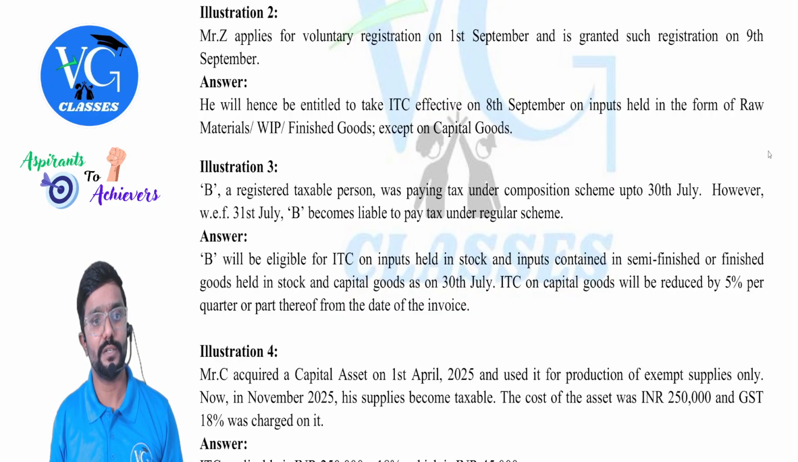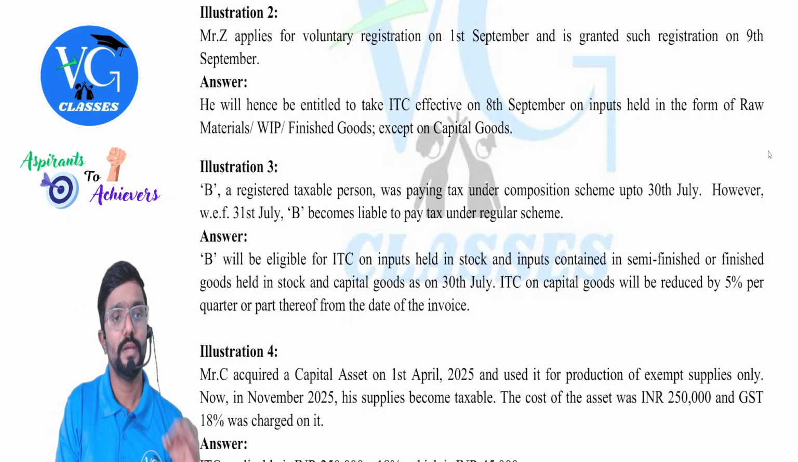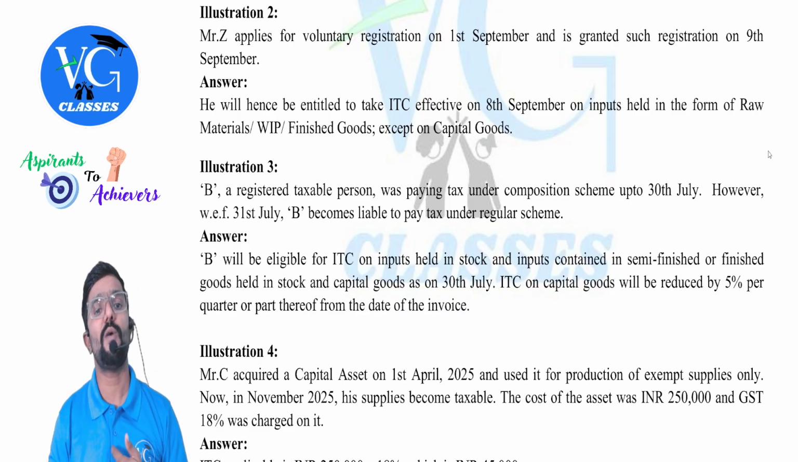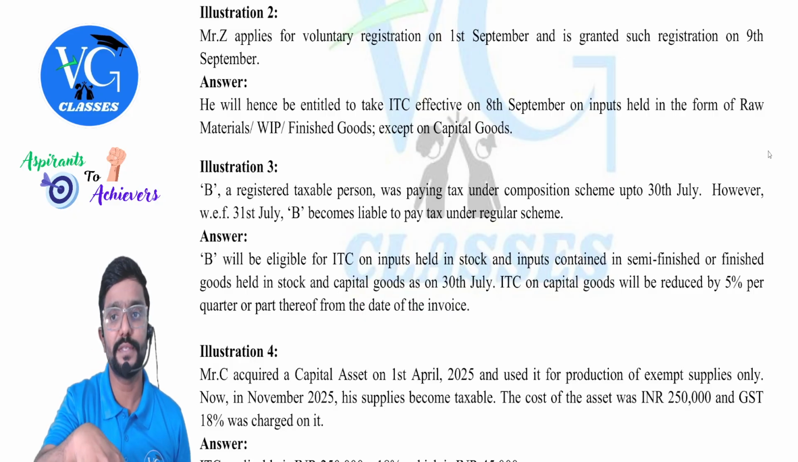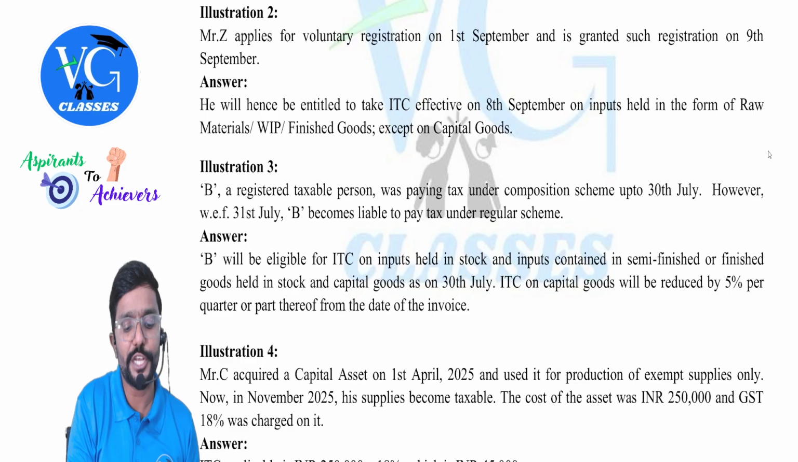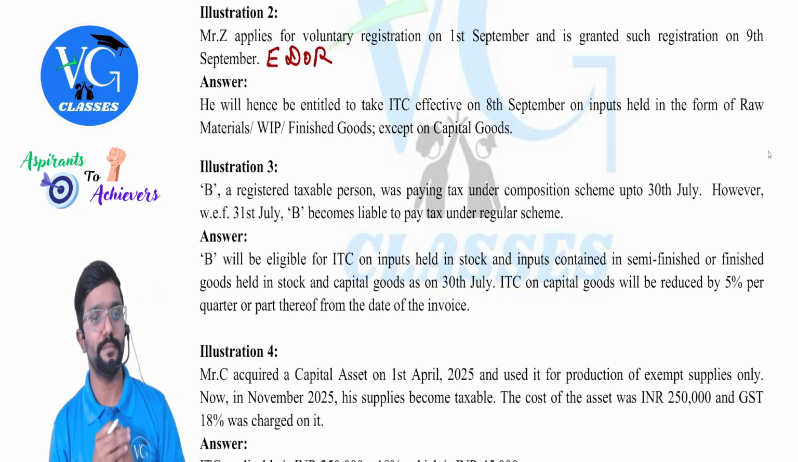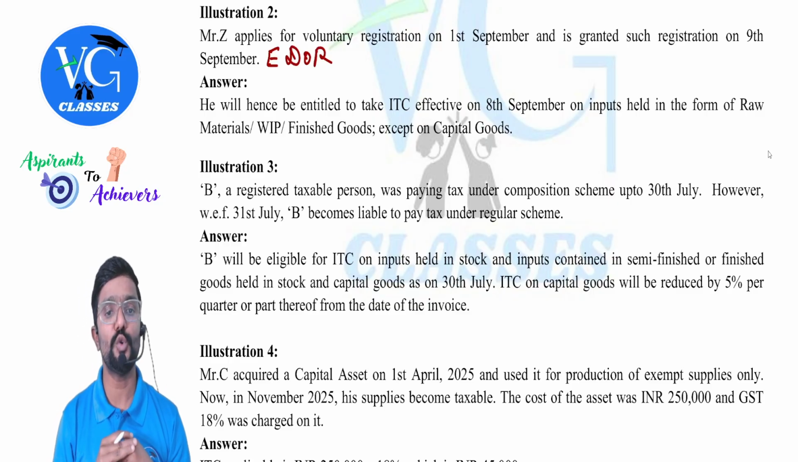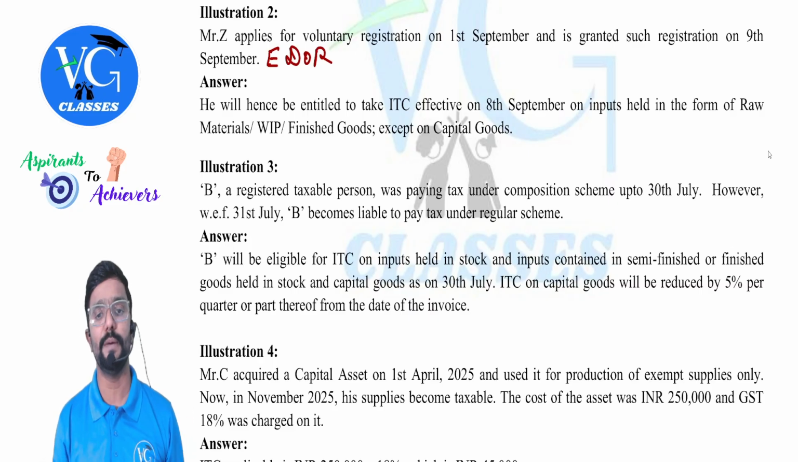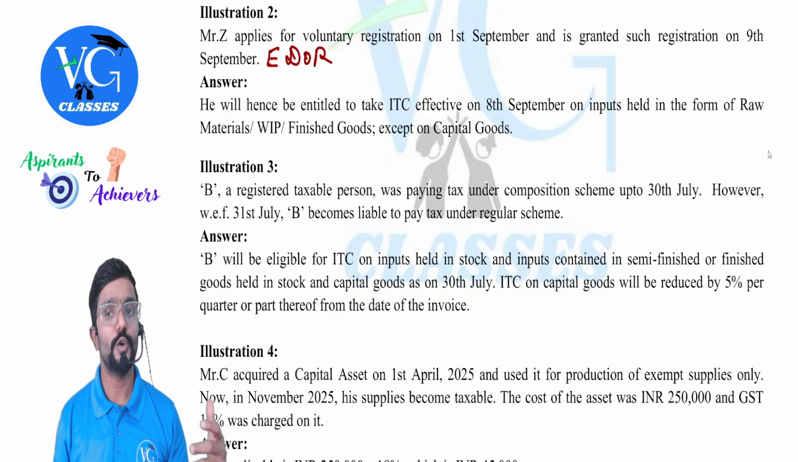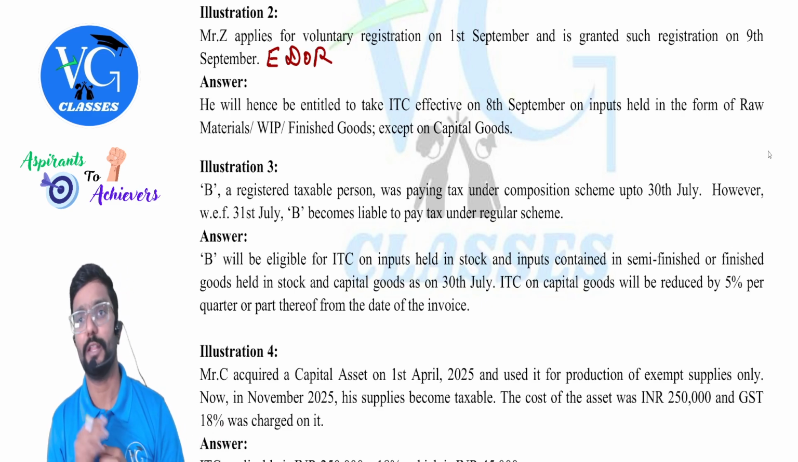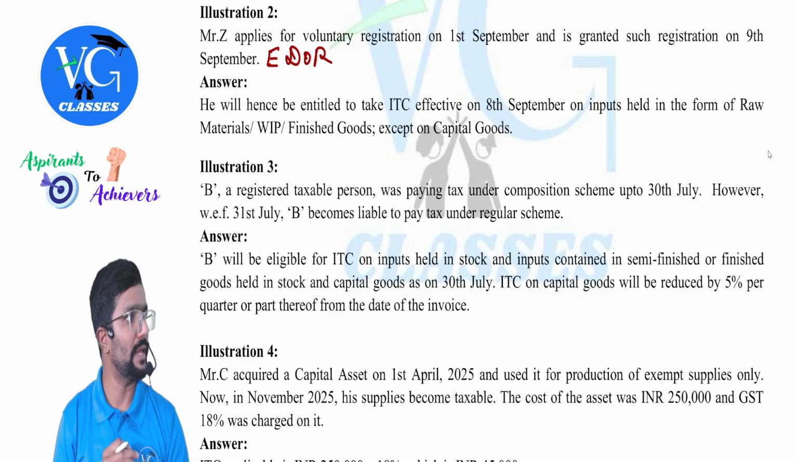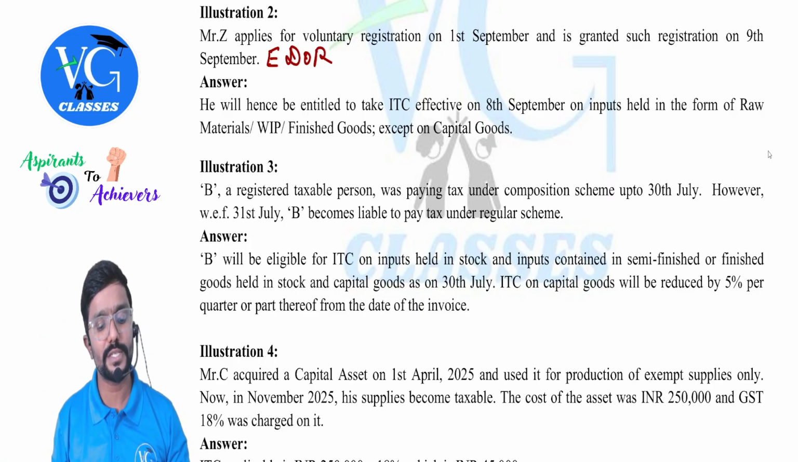Next, second illustration. This is on voluntary registration. Mr. Z applies for voluntary registration on 1st September and is granted such registration on 9th September. Guys, what is the effective date of registration? 9th September. He will hence be entitled to take ITC effective on 8th September on inputs held in the form of raw material, WIP, finished goods, except capital goods. So in both the cases, capital goods is not covered.